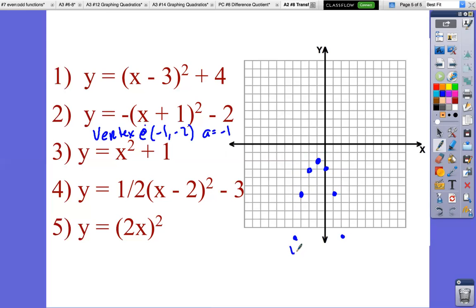That's how you graph using the A value. You do not really need to make a table. Make sure that this graph, this parabola, has a curve to it, not a sharp V.